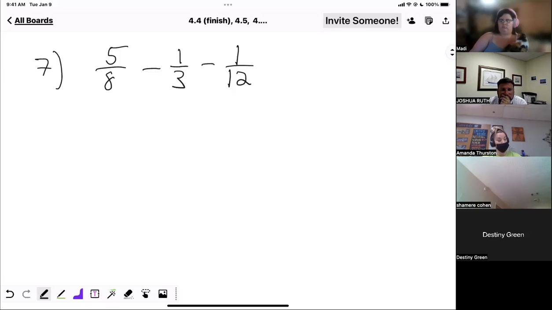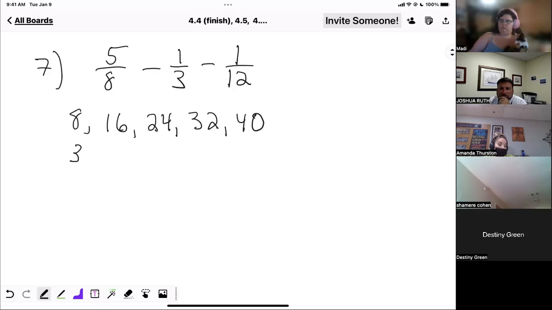Again, we have to come out with a common denominator. So I'm going to list all the multiples. So 8, 16. So 8 times 2 is 16, 8 times 3 is 24, 8 times 4 is 32, 8 times 5 is 40. And I'm going to stop there. We can add more if we have to. I just want to see where we go.